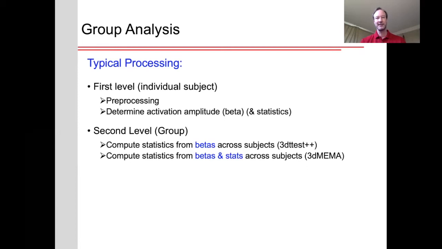For the group analyses, sometimes referred to as a second-level analysis, we typically compute the statistics from the beta weights, that is the estimated activation amplitudes. There are also programs that use both the estimated beta weights and their statistics in the group-level analyses.